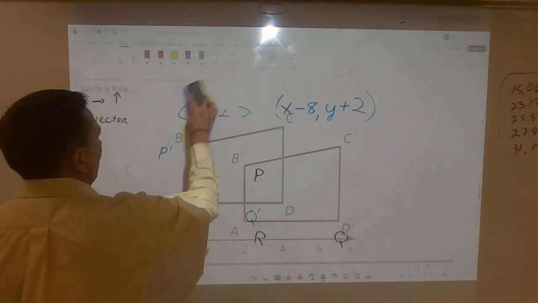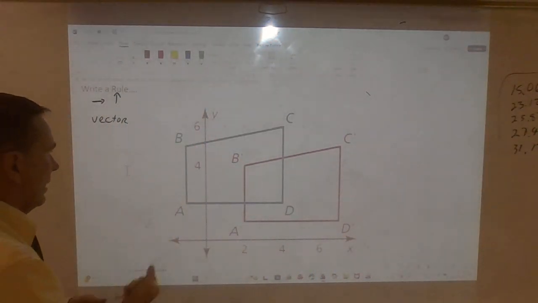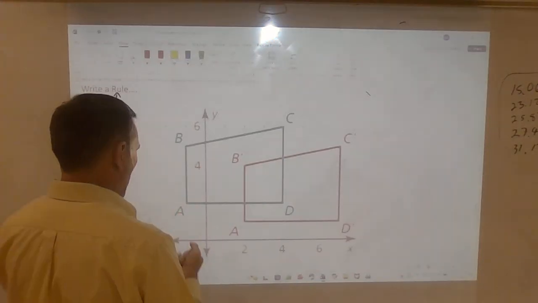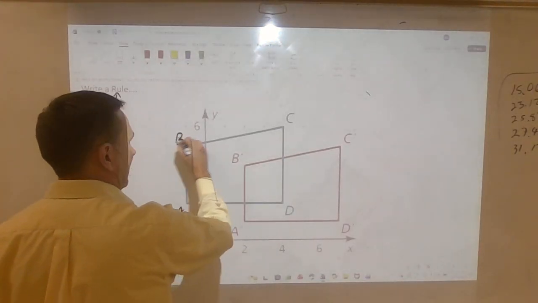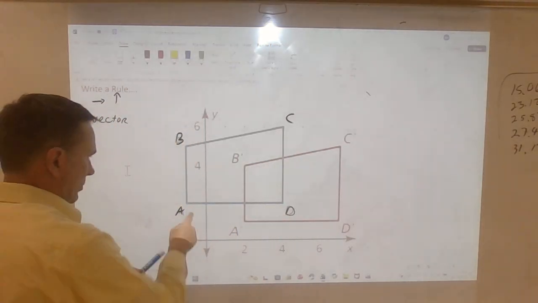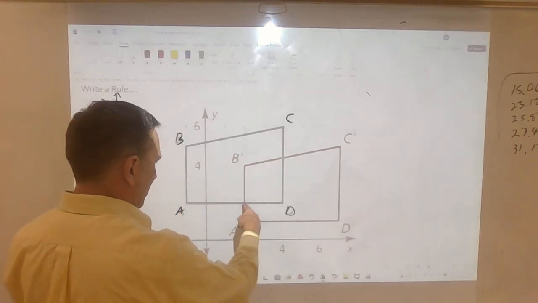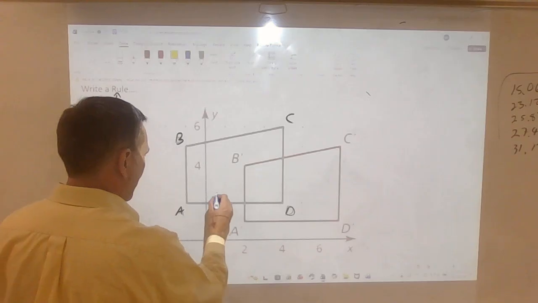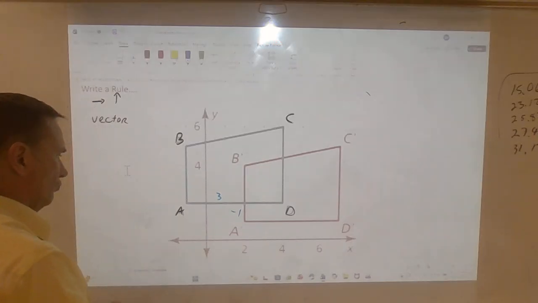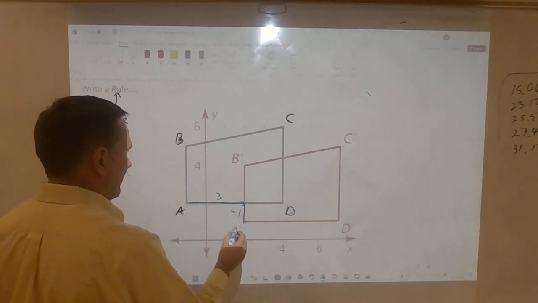Here's a second one. Here's our original one. So now we're moving the blue one to the red one. And you can see we have these same shapes. So we can see that we're moving this 1, 2, 3 units this way. And we're moving 1 unit down. So we're moving that 3, that down 1.